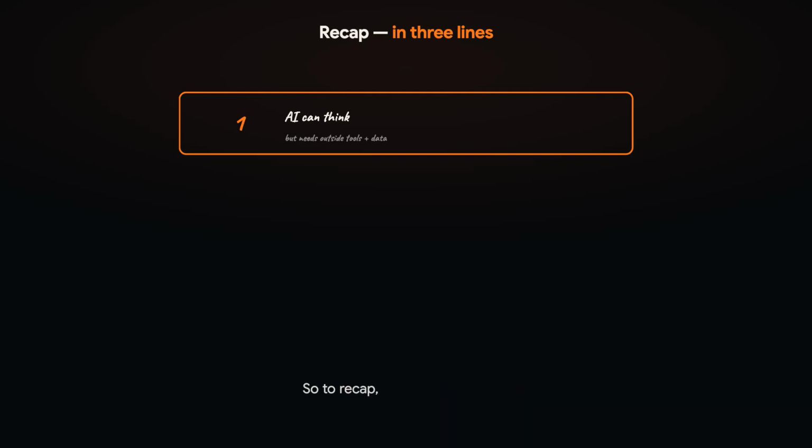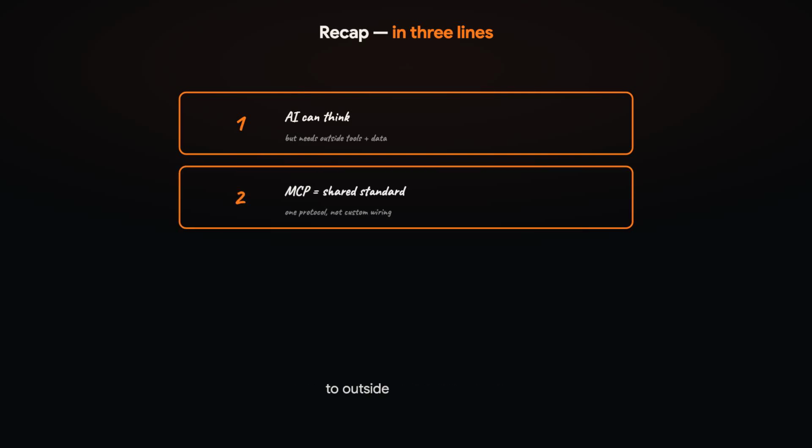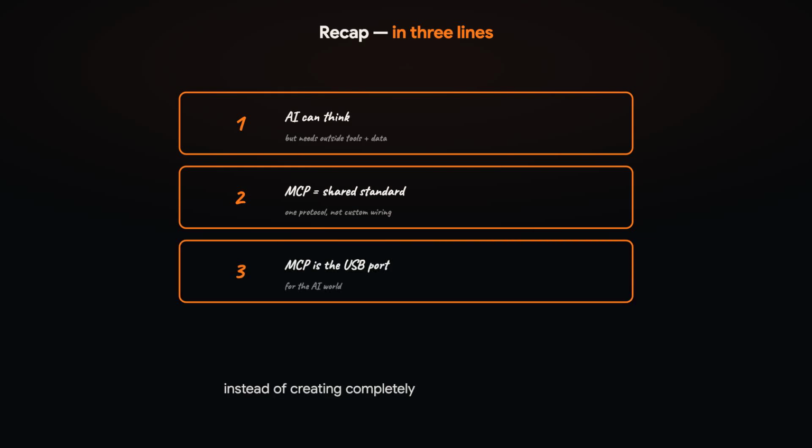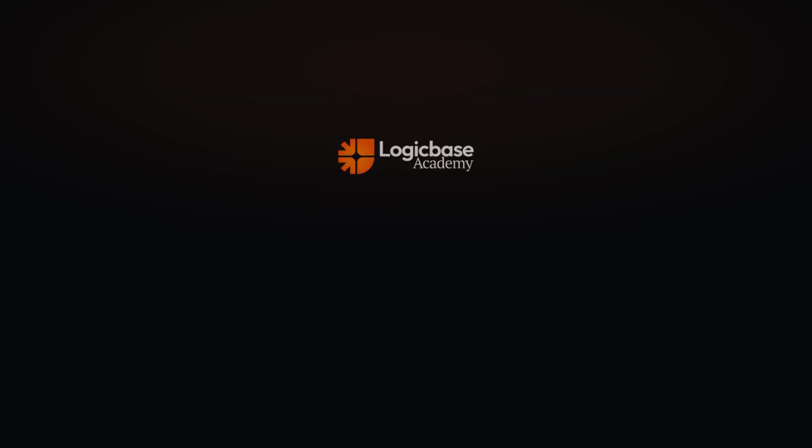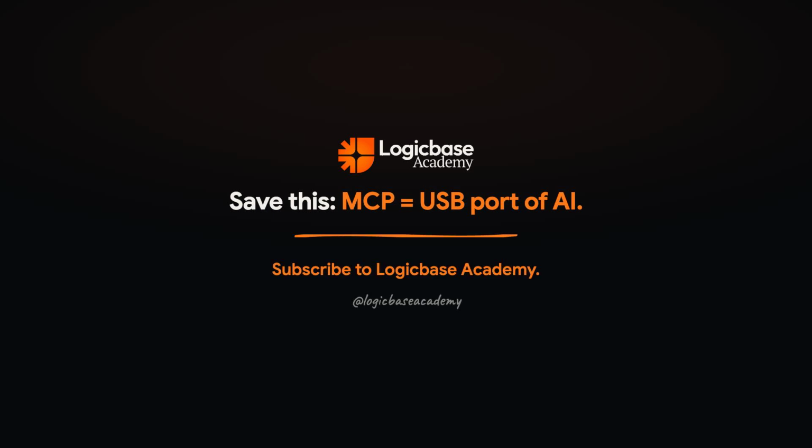So, to recap, AI models can think, but useful agents often need access to outside tools and data. MCP provides a shared standard for making those connections, instead of creating completely different wiring every time. Once you understand MCP as the USB port of AI, the idea becomes much easier to remember. Save this concept. MCP is becoming an important part of the skill set for people building and working with AI systems.